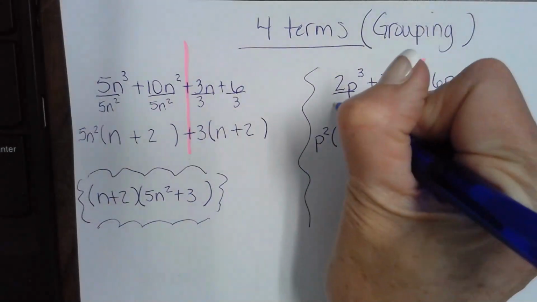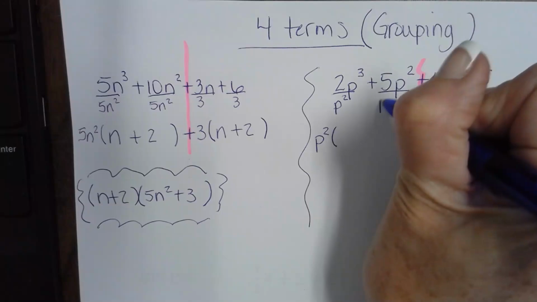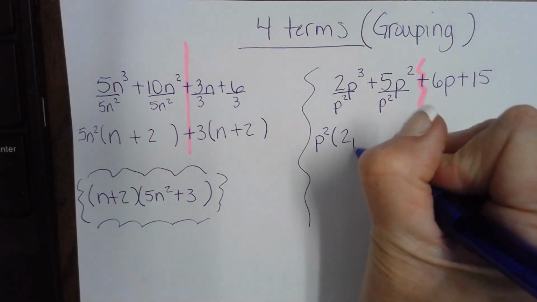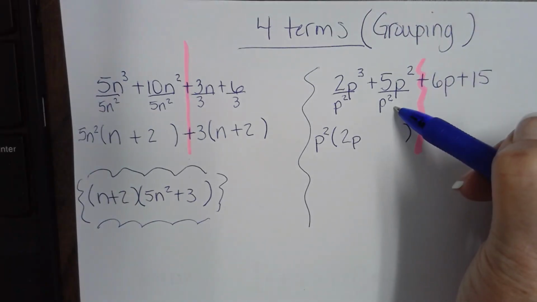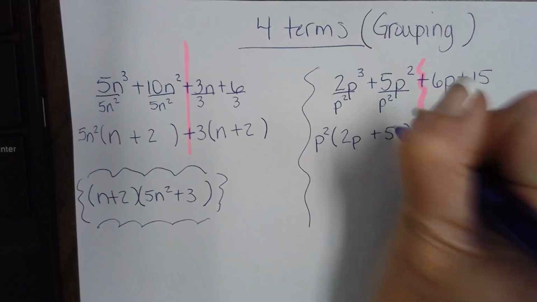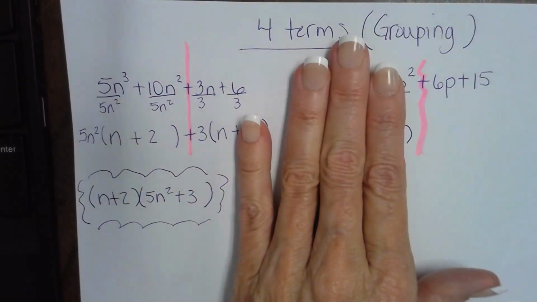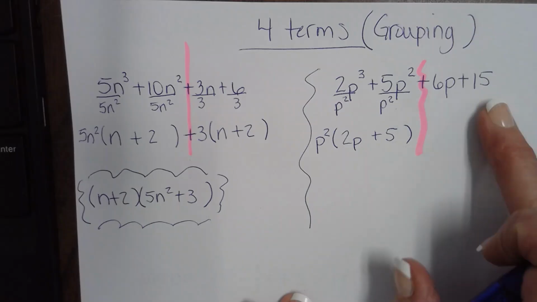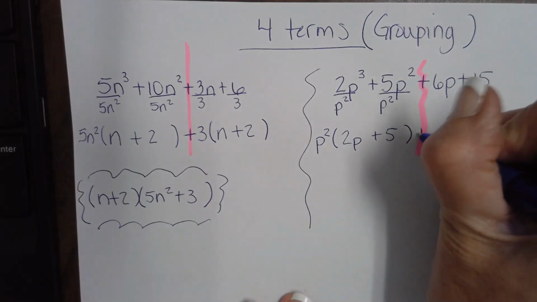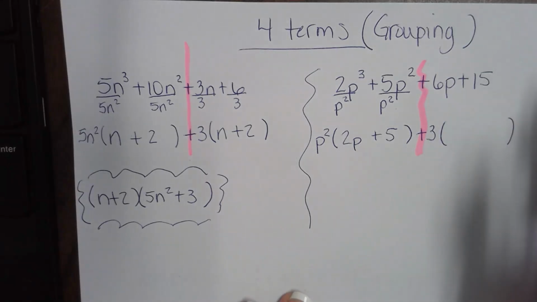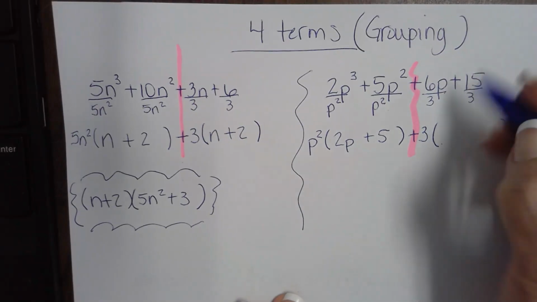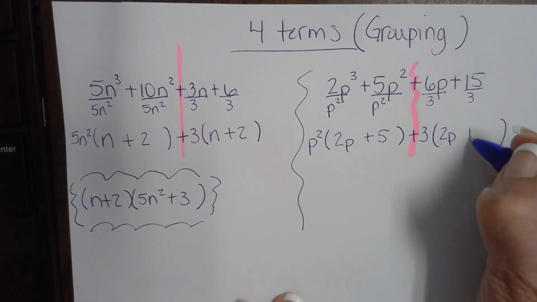And now I'm going to divide by my greatest common factor. So when I divide here, what goes in the first slot? 2p. And when I divide here, what goes in the last slot? Plus 5. Okay? All right, now I'm going to ignore this, and I'm going to factor this by the greatest common factor. What's my greatest common factor here? Plus 3. I'm going to set up a parenthesis. What goes in the first slot? 2p. What goes in the last slot?